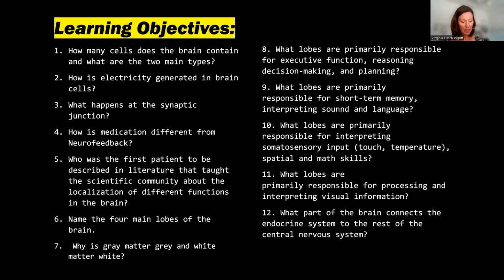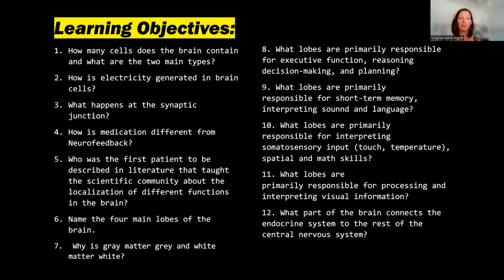Learning objectives for this module. Number 1, how many cells does the brain contain and what are the 2 main types? How is electricity generated in the brain cells? What happens at the synaptic junction? How is medication different from neurofeedback? Who was the first patient to be described in literature that taught the scientific community about the localization of different functions of the brain? I'd like you to learn to name the 4 main lobes of the brain and understand why gray matter is gray and white matter is white.